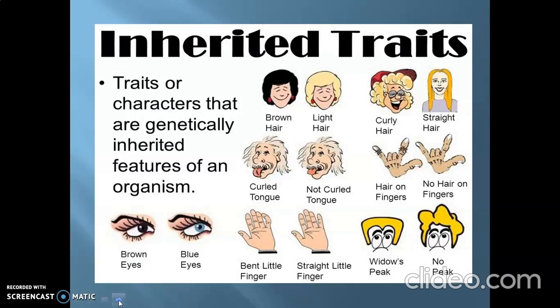Inherited traits. Traits or characters that are genetically inherited, such as brown hair, light hair, curly hair, straight hair, curved thumb, not curved thumb, hair on fingers, no hair on fingers, brown eyes, blue eyes, bent little finger, straight little finger.